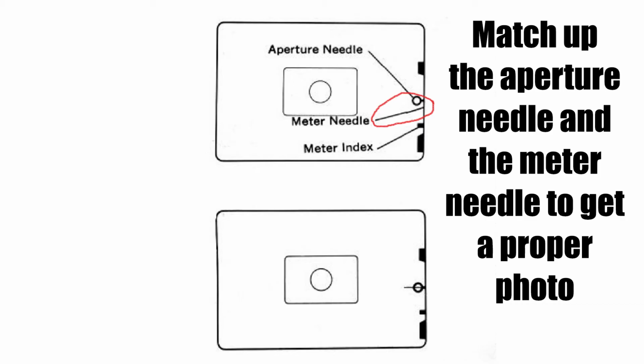So basically, in order to make a proper exposure, you want to match these two needles up in the viewfinder. If the index needle, or the needle that measures light, shutter speed, etc., is above the aperture needle, then your image will come out too bright. And if it's below where the aperture needle is, then your image will be underexposed or too dark. So in order to make a proper photo, you just need to match those up.